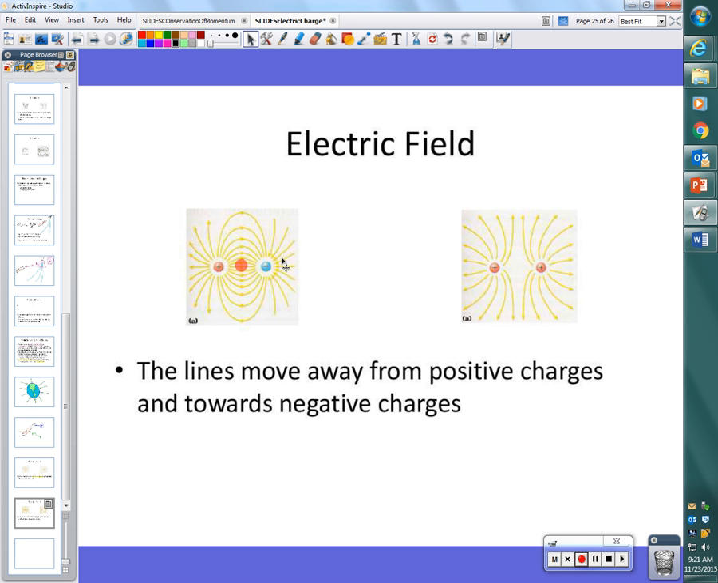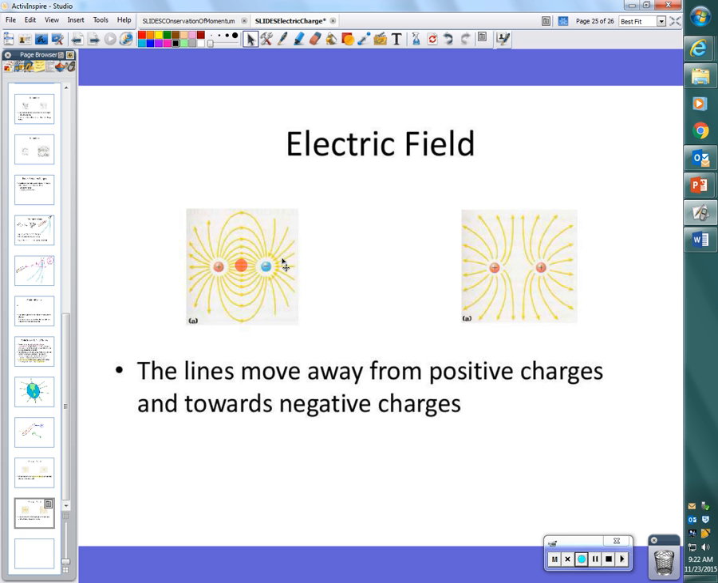Why does that look like a magnet? Because a magnet has a positive side and a negative side, except we don't call it positive and negative on a magnet. What do we call it? North pole, south pole. So magnetic fields look very similar to electric fields, because we'll find out in our next unit, electricity and magnetism are very related to one another. It deals with the same concepts and the same things happen.